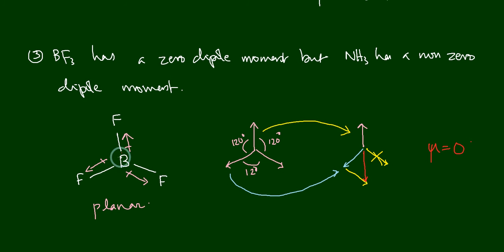See, why does BF3 have a zero dipole moment? It has a planar structure. Or in other words, we can say BF3 is planar. How to show that BF3 is planar? We can measure the dipole moment of BF3. The dipole moment of BF3 is equal to zero. So BF3 should be planar.